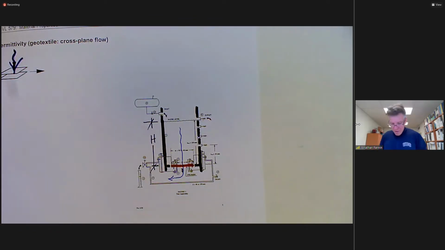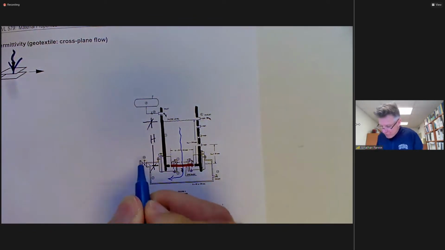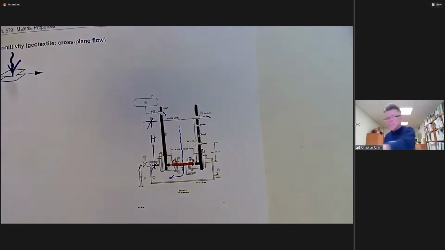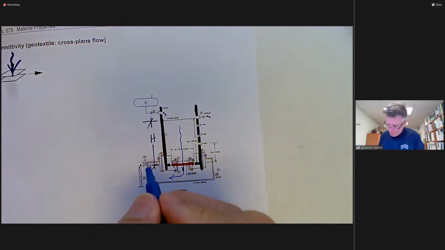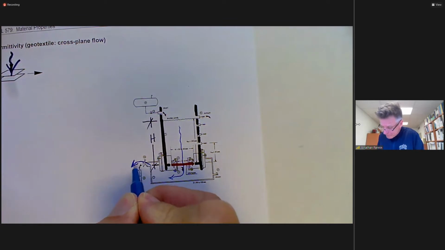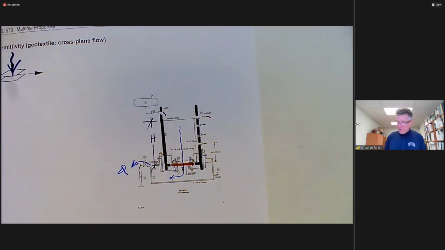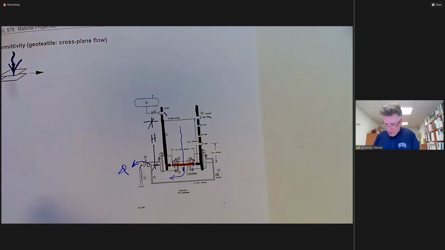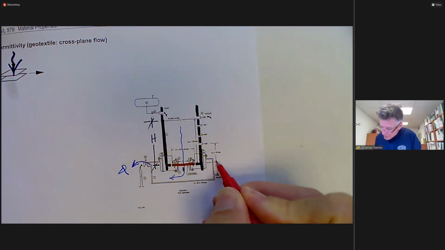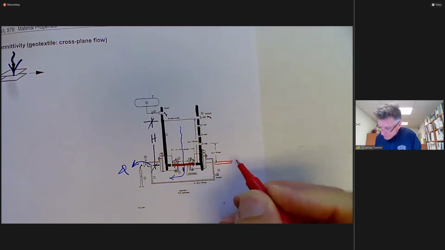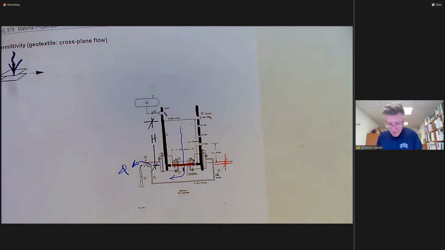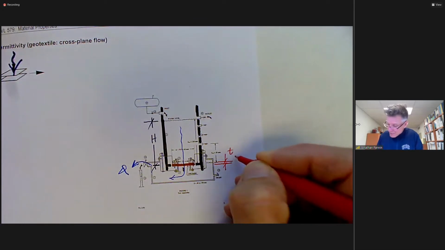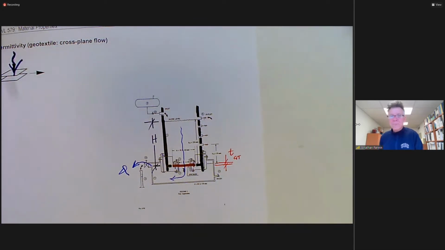We can measure the outflow, Q. That outflow is happening because the water has come down through the geotextile and out through the system. The geotextile has a finite thickness. Let's go in and acknowledge that. There's the thickness, and it's the thickness of the geotextile.